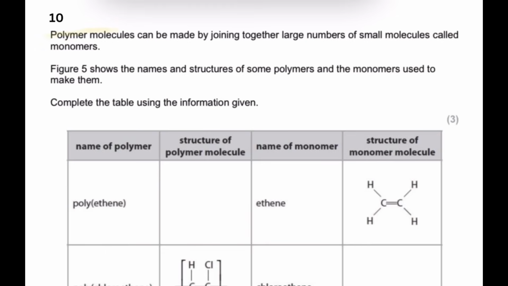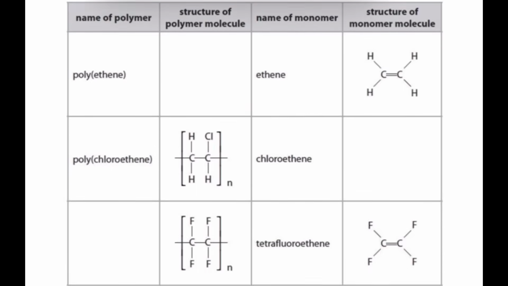Question 10. Polymer molecules can be made by joining together a large number of smaller molecules called monomers. Figure 5 shows the name and structure of some polymers and the monomers used to make them. Complete the table using the information that is given.